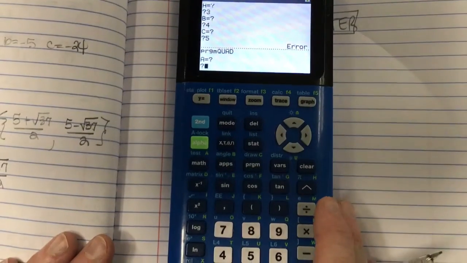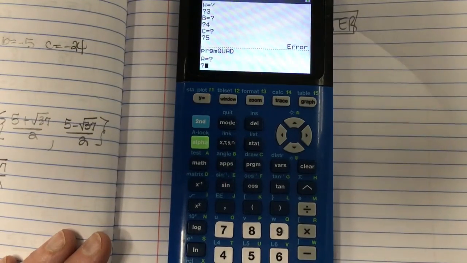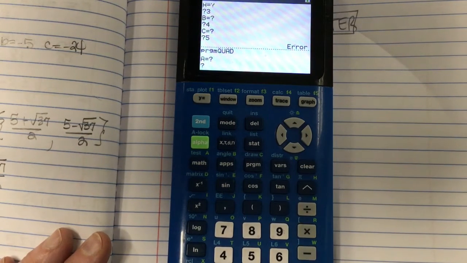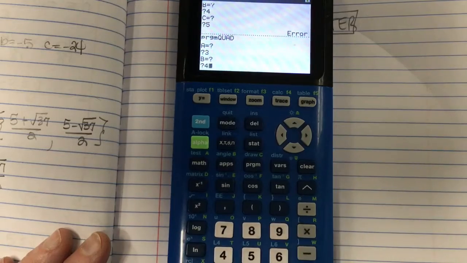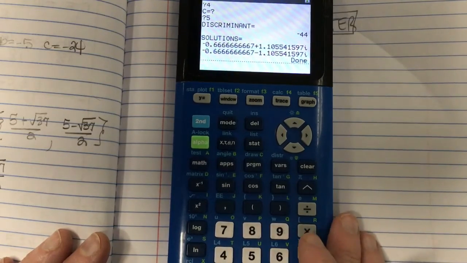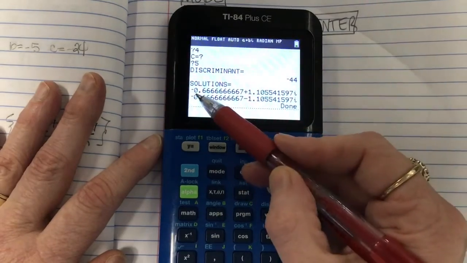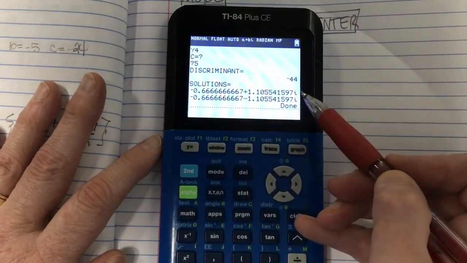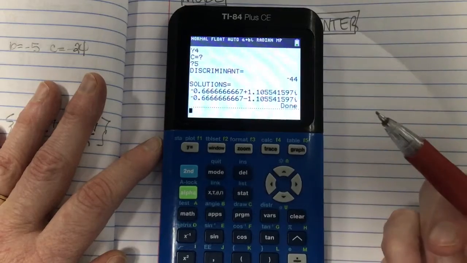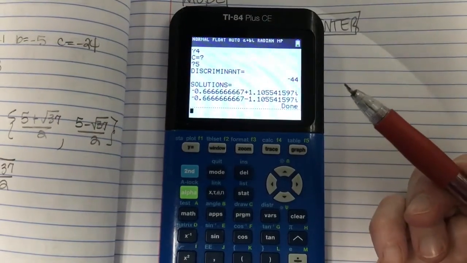So let's redo this problem. Now it's still not going to be that pretty, but it's better than it was. It will at least give me those imaginary answers. 3, 4, 5. Okay, look. It's a little messy looking, but there it is. See, there's your A plus BI form. There's the A minus BI form. Now, we want to leave ours exact.